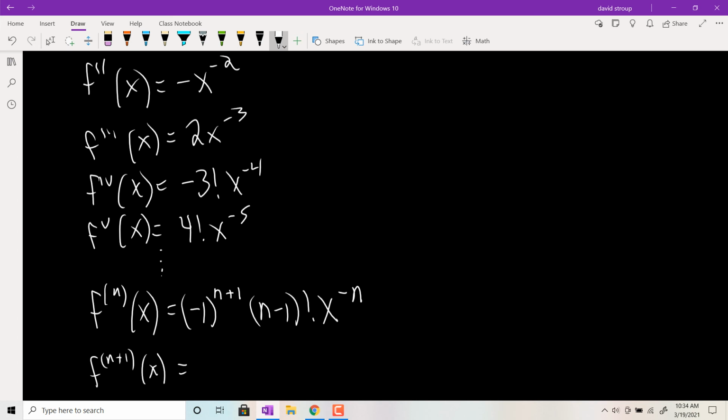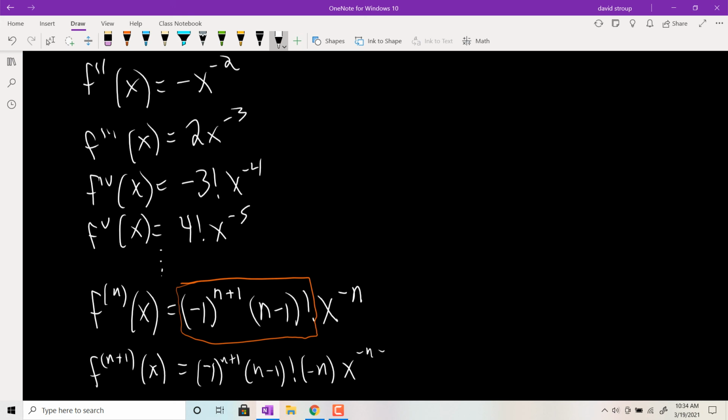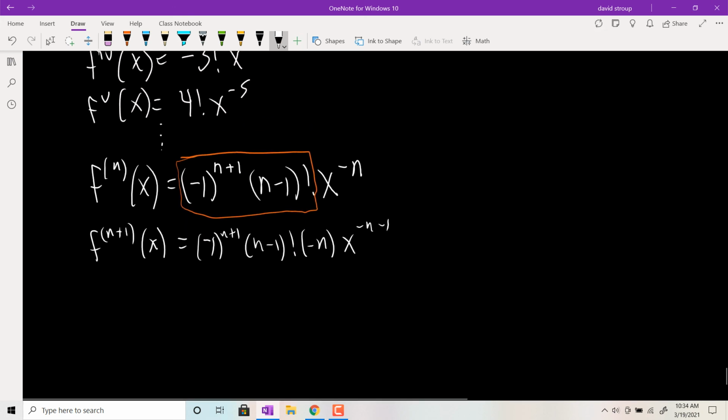And what will that be? That will be... the only part that you worry about is x. It looks like there's a lot of variables, but really the only variable is x. All that red stuff is just a coefficient, so when you take the derivative, that stays the same. Negative 1 to the n plus 1 times n minus 1 factorial. You bring down the negative n, and then you have x to the negative n minus 1. You can rewrite this to make it look a lot prettier.